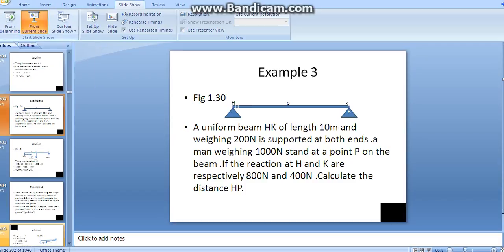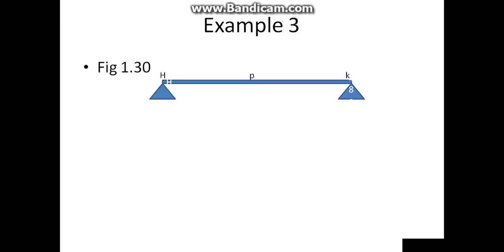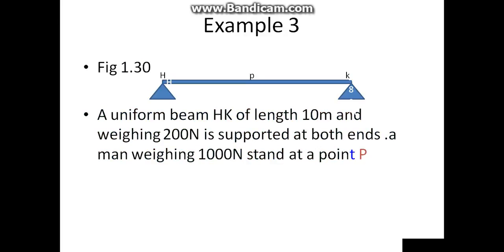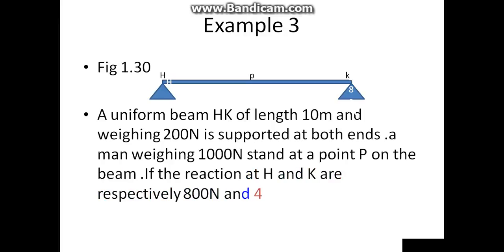Figure 130. A uniform beam HK of length 10 meters and weighing 200 Newton is supported at both ends. A man weighing 1000 Newton stands at a point P on the beam. If the reactions at H and K were respectively 800 Newton and 400 Newton, calculate the distance HP.